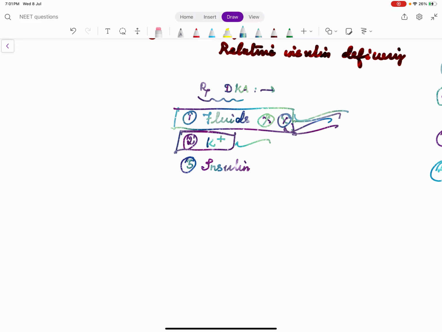Why potassium? Because insulin is a hormone. On giving insulin, glucose reduces, potassium also reduces. These two substances enter into the cells. So we are giving insulin to reduce sugars in hyperglycemia or DKA. As a side effect, potassium also reduces. So before giving insulin, we have to give potassium.